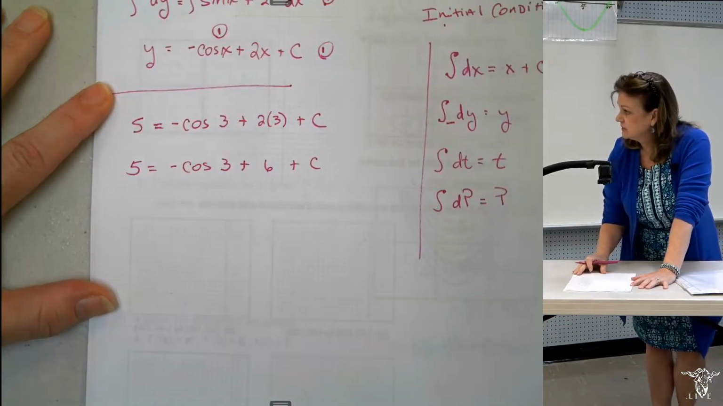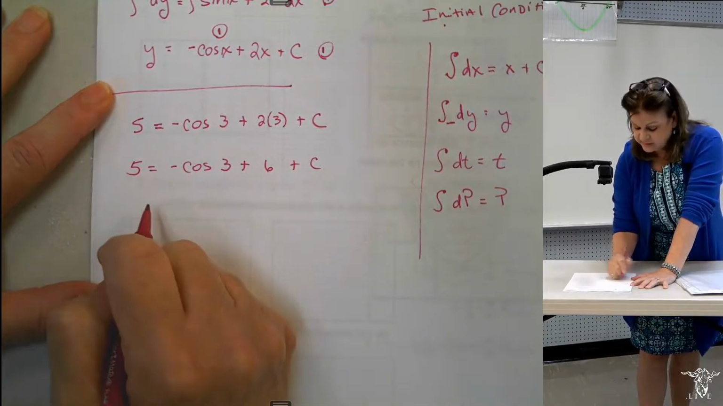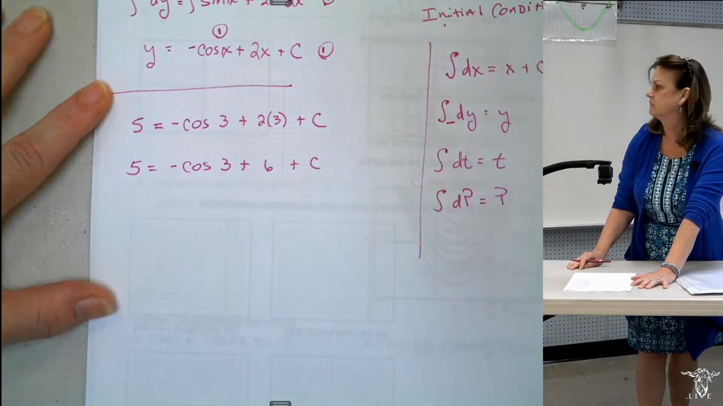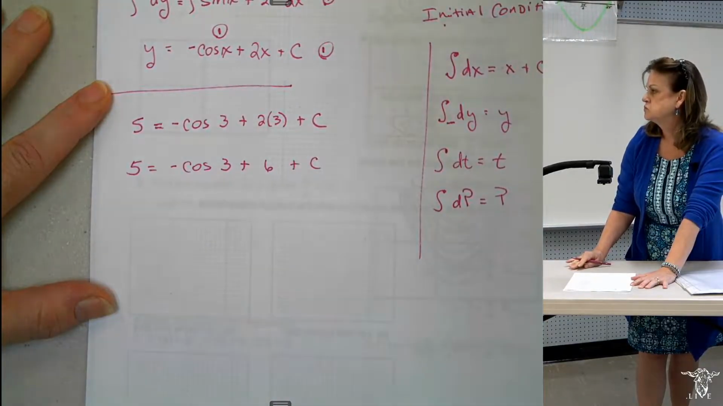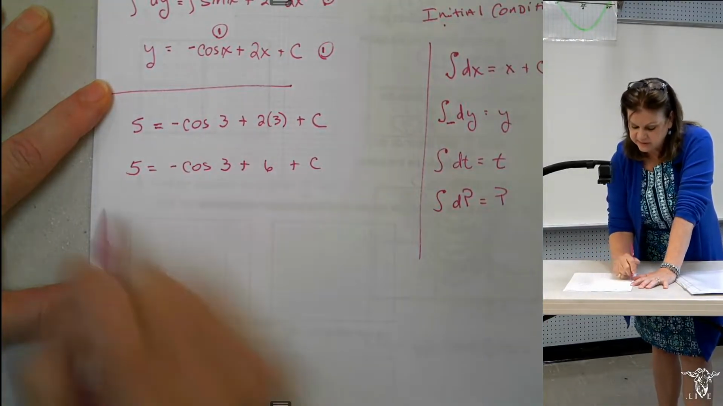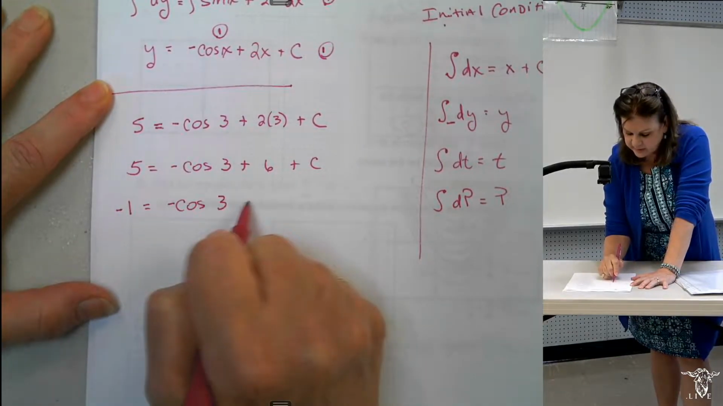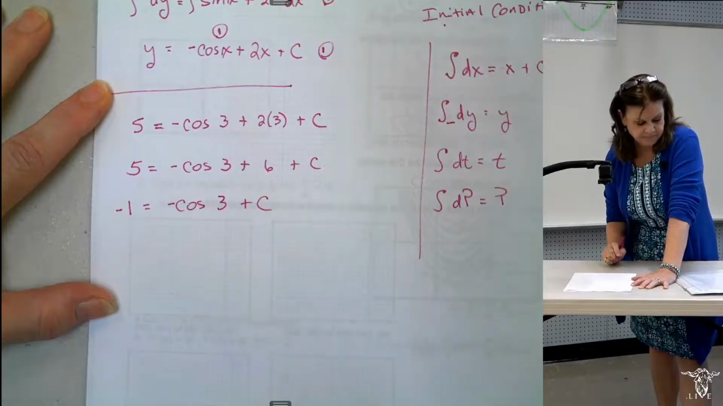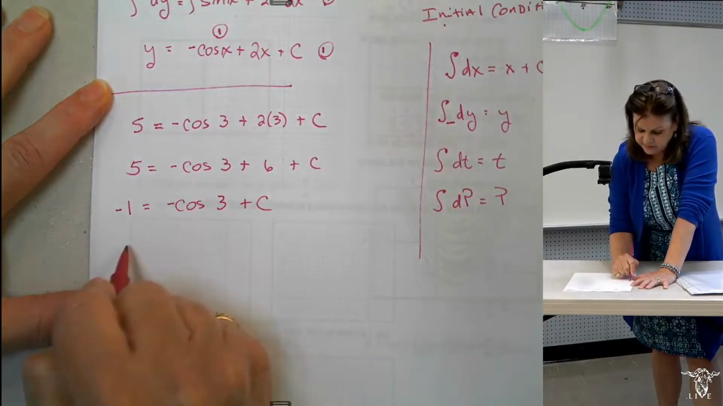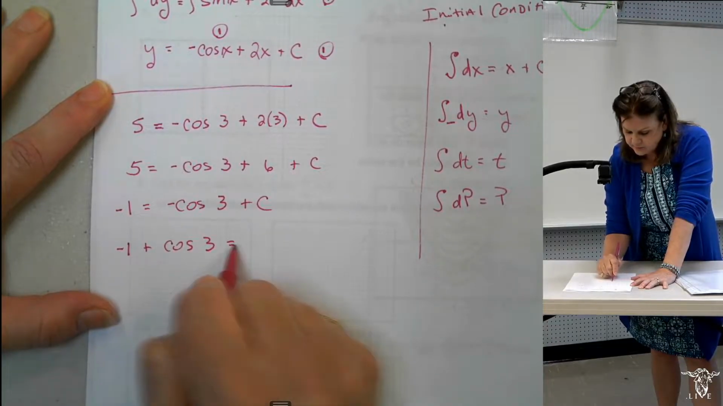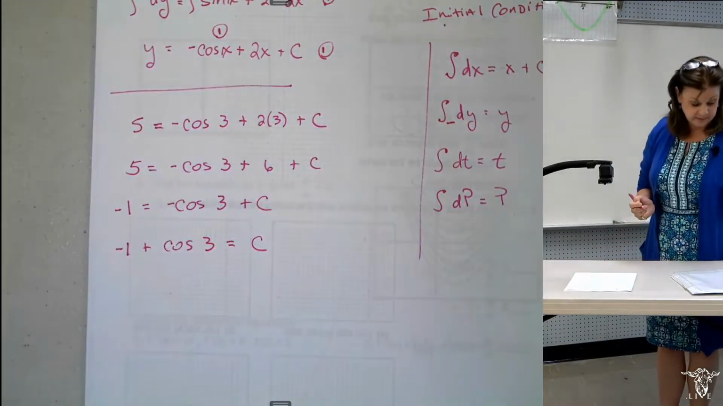I'm going to move the 6 to the other side. Well, actually, I'm going to bring the 5 over here, and either way, I'm going to end up with a negative. I think what I'm going to do is move the 6 to the left. So I've got negative 1 equals negative cosine 3 plus c. And then I'm going to add the cosine 3 and isolate the constant of integration.